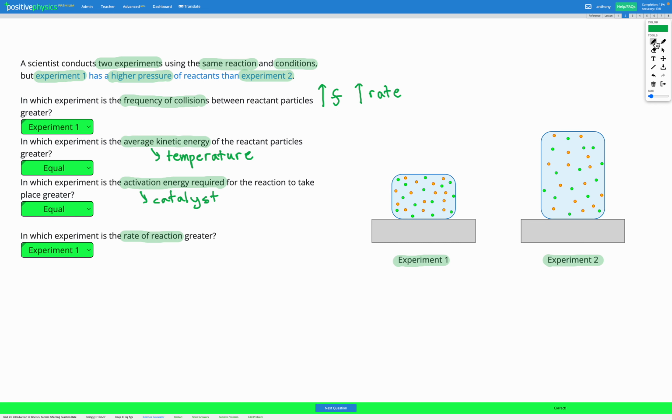If our temperature and therefore kinetic energy was higher for experiment 1, if we have a higher kinetic energy, that means it's easier to meet that minimum energy required, the activation energy, and so our rate is also going to increase.